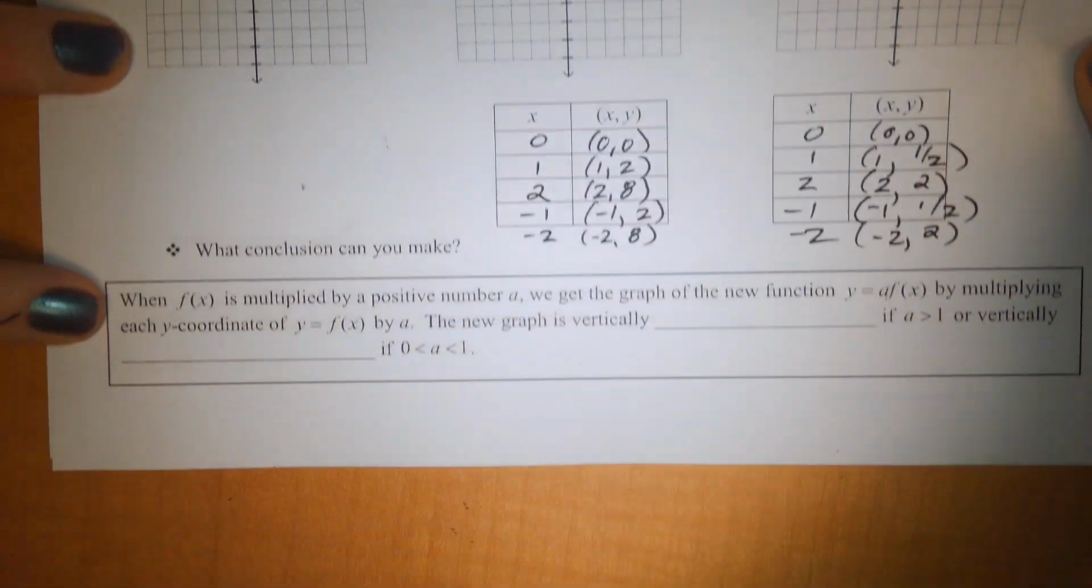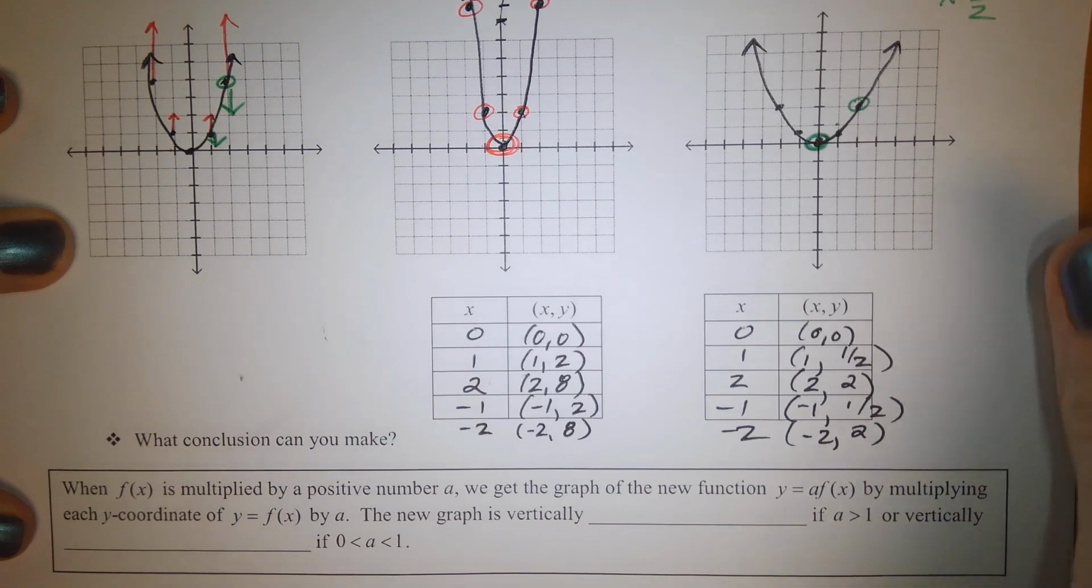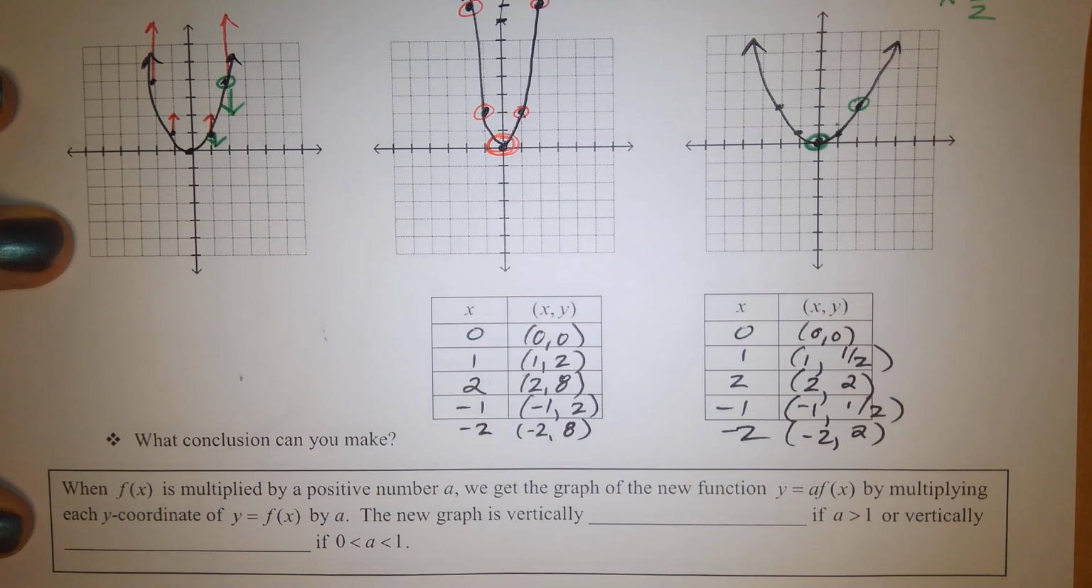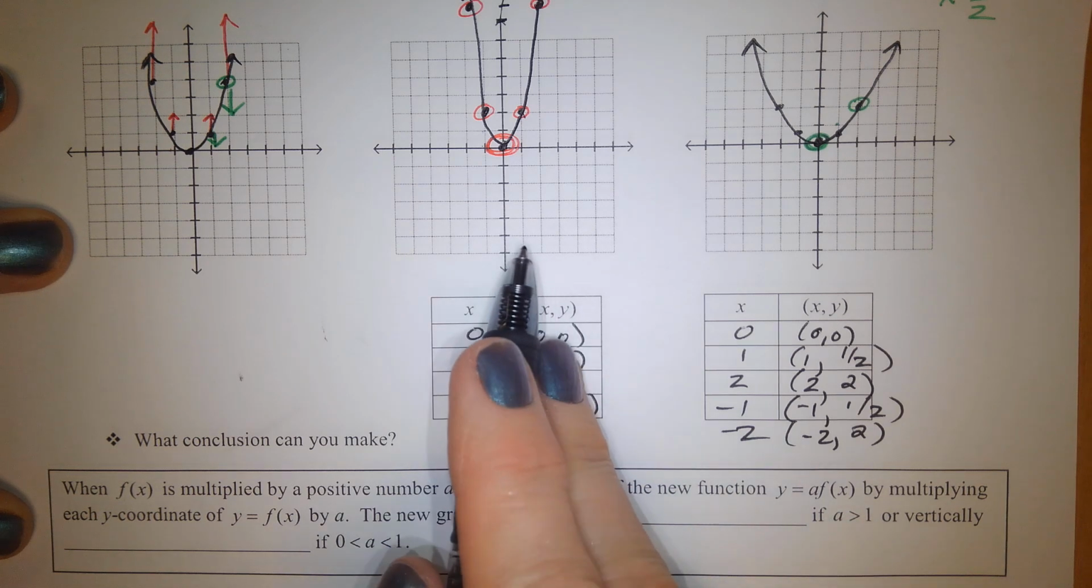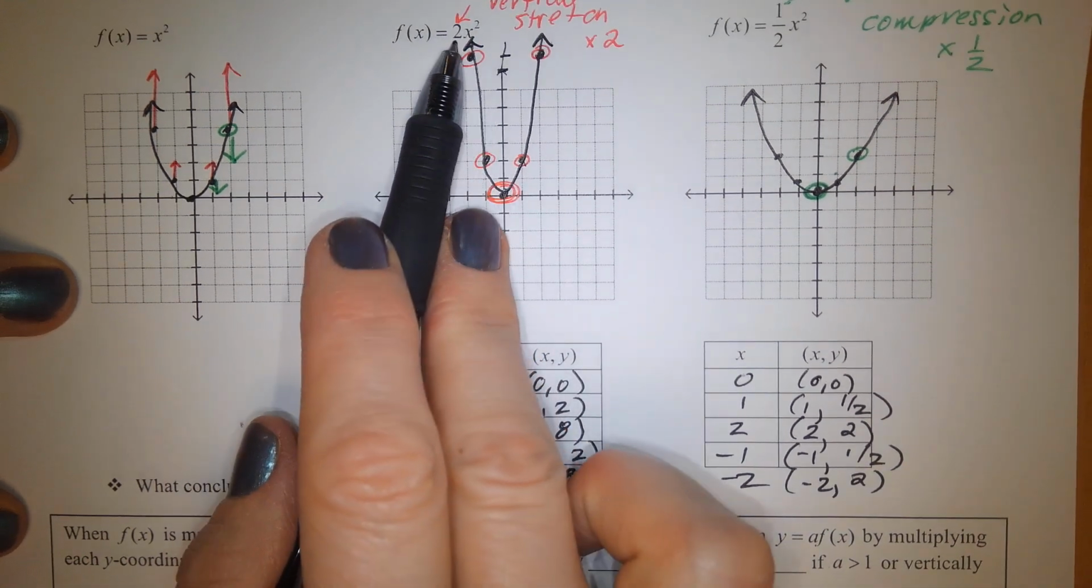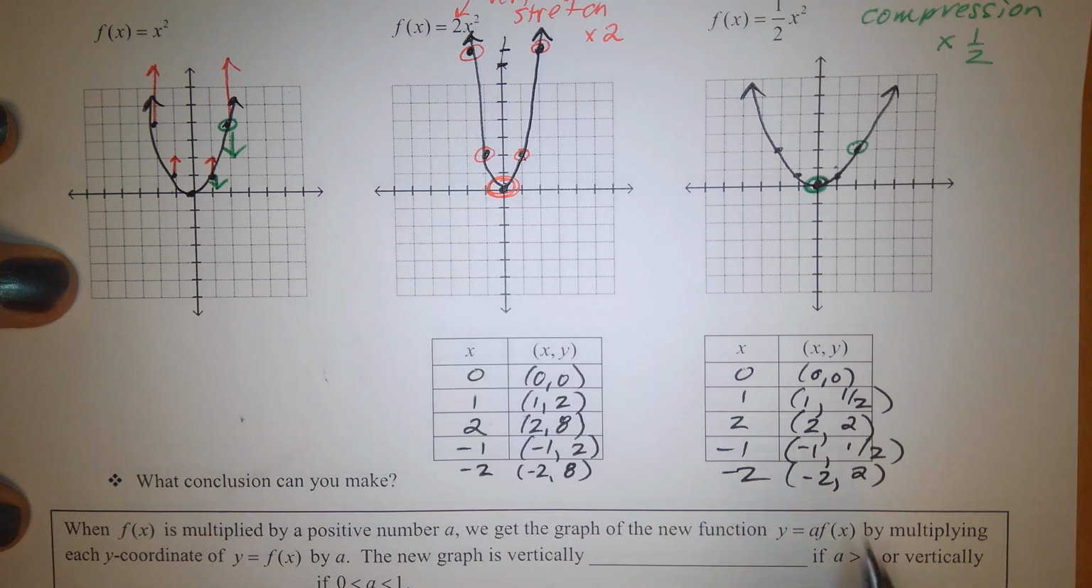So the conclusions that we're going to make here at the bottom of these graphs are that when f of x is multiplied by a positive number, you get the graph of a times that function. So the new graph, if a is greater than 1, like in this scenario here where a was 2, so if a is bigger than 1, you're actually going to vertically stretch the graph.